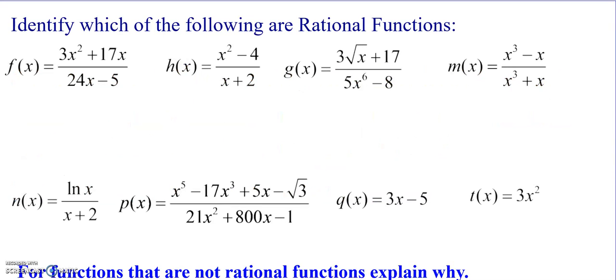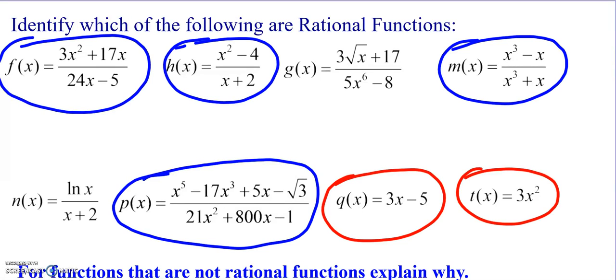So now we're going to use that definition, and I want you to try to identify which of these functions are rational functions. So pause the video, circle which ones are rational functions, unpause when you're ready to check. Okay, so hopefully you circled all of these: f of x, h of x, m of x, p of x, q of x, and t of x. So what makes these rational functions? Well, the numerator and denominator are all polynomials.